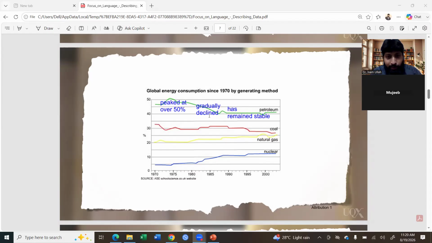So when you are talking about petroleum production and these three stages, right? At these three levels, you have got the words peaked at, gradually declined, and has remained stable. Is it clear? Yes, sir. Okay. Have you learned these words? Peaked at, gradually declined, and has remained stable. Now, these are the phrases that will help you a lot when you use them in your actual IELTS test. Okay?